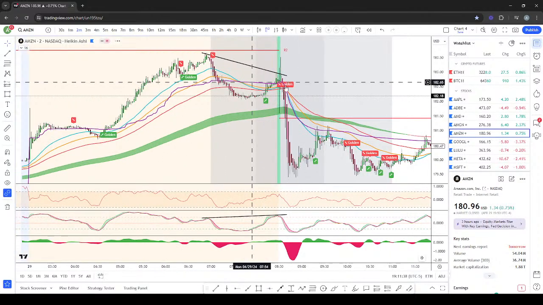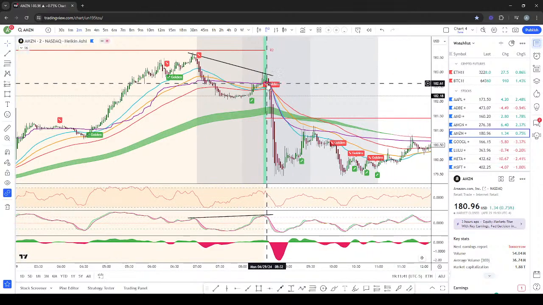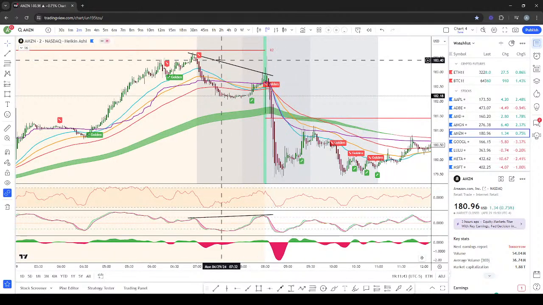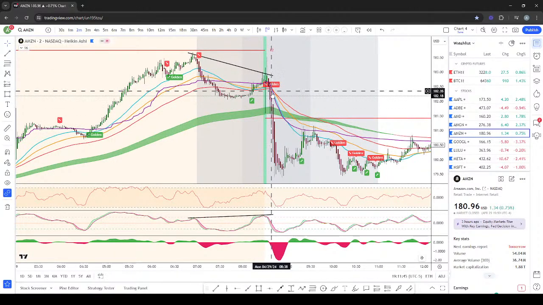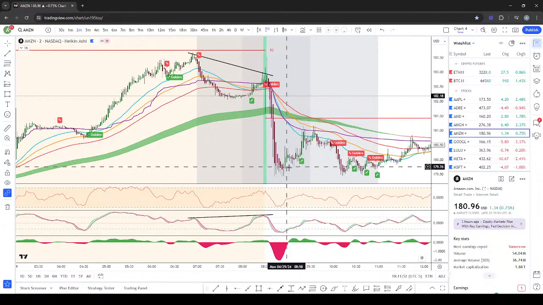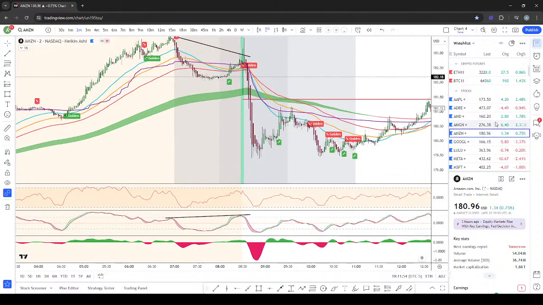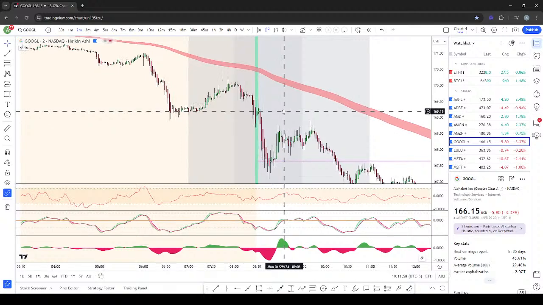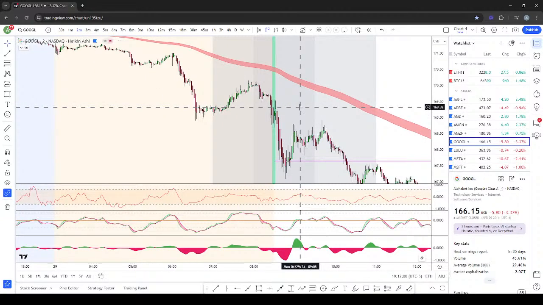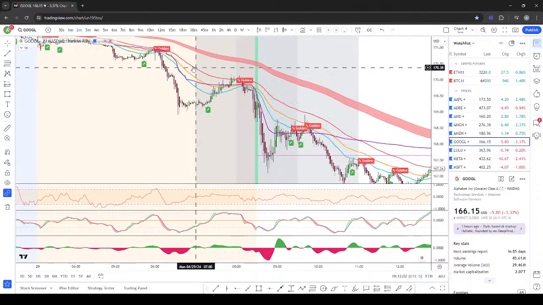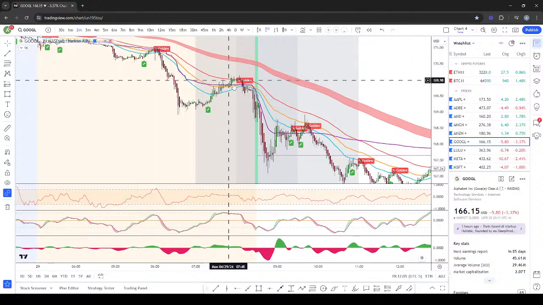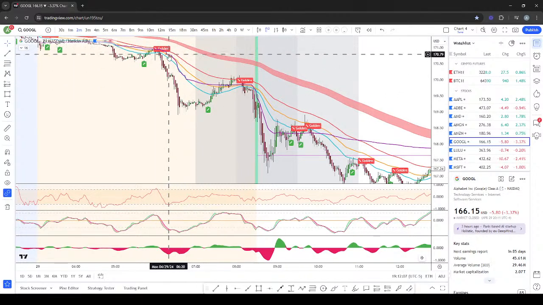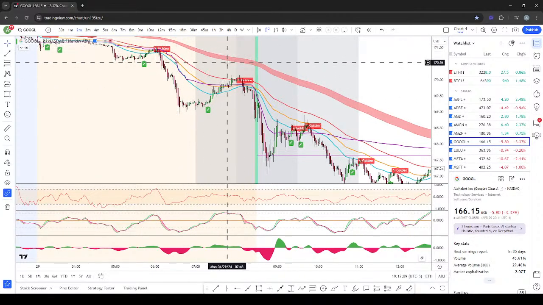Okay, these are really nice, especially during the open. There's a lot of volatility, and this is where you can gain a lot of points. Okay, so let's see what Google was doing. A lot of times these tech stocks like to follow each other, so right through here you can kind of see the sequence.